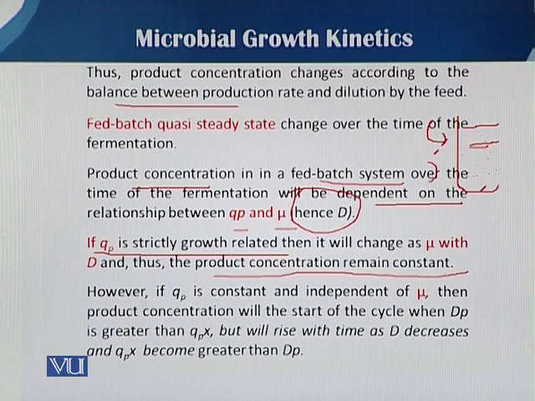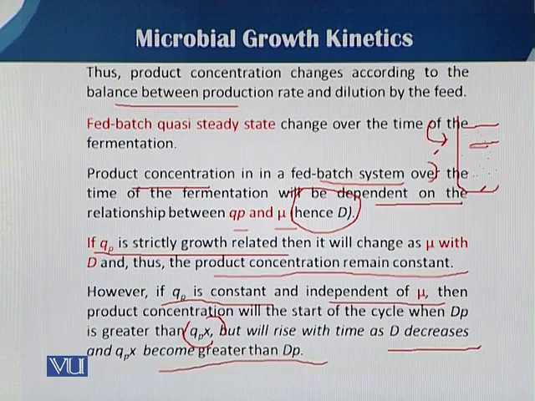In the same way, if the product concentration remains the same in fed batch quasi-steady state, we can say that qP is constant and independent of mu, the specific growth rate. Then the product concentration will rise at the start of the cycle when D P is less than qP X, and will rise with time as D decreases. As D decreases, meaning dilution decreases, the product concentration will increase. If the dilution increases, then the product concentration decreases. So it is directly associated with D.